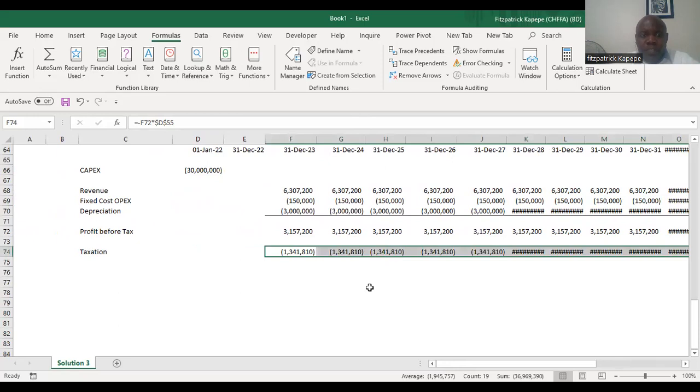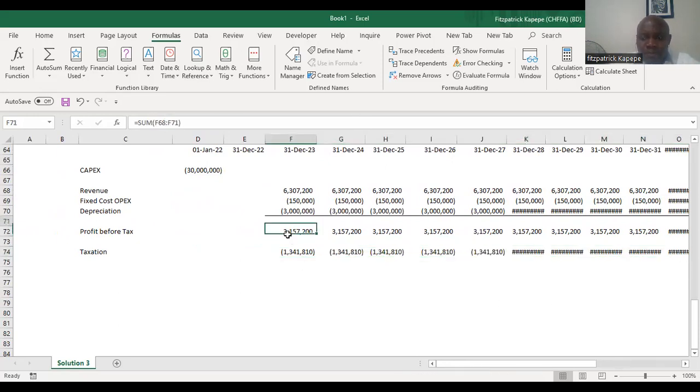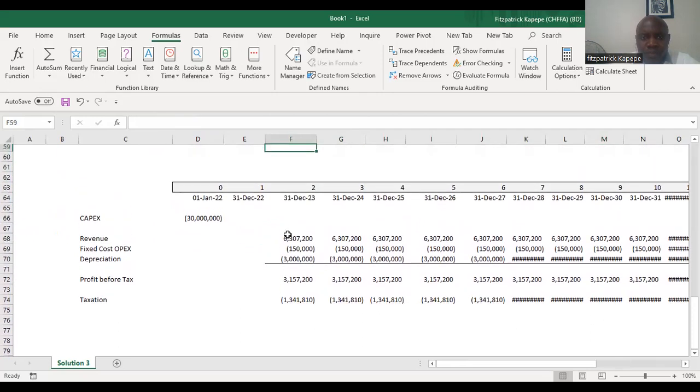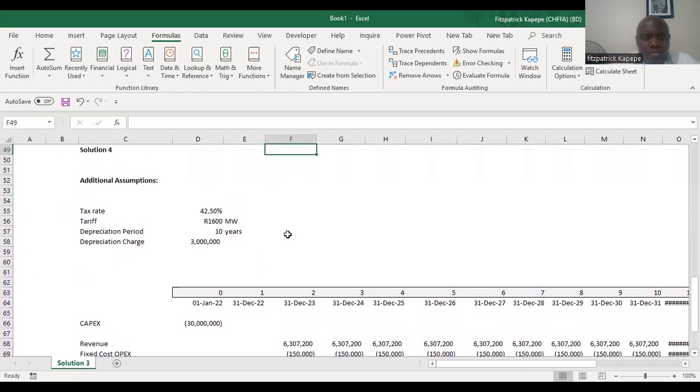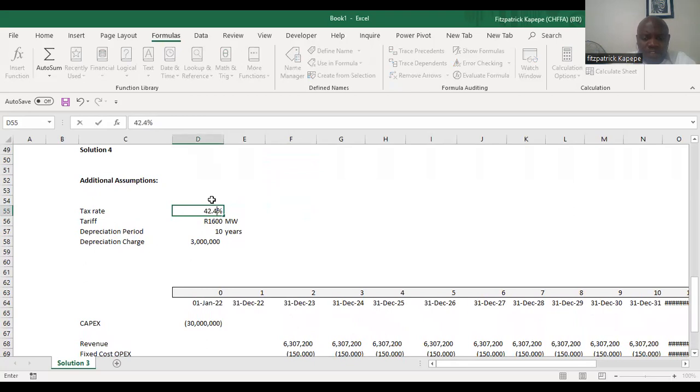Sorry. So you have this as your tax amounts. Was the rate at 42.5? Let me just check. Oh, sorry, the tax rate is 42.4. 42.4, sorry.